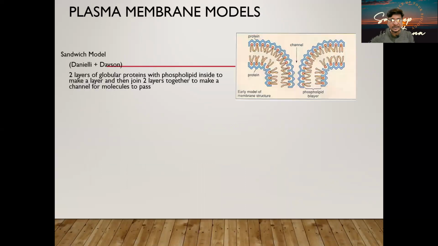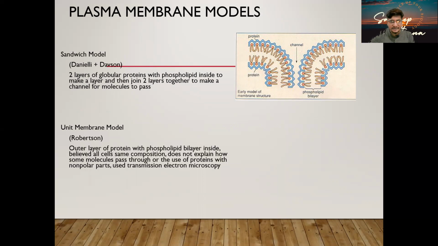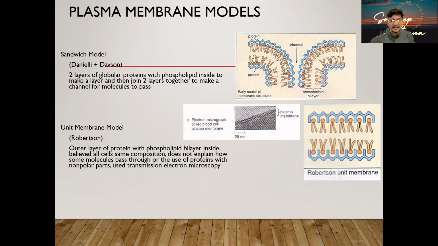And then came the sandwich model by Danielli and Davson. What they said was that there are two protein layers which sandwich the lipid bilayer in between. The same kind of observation was made by J.D. Robertson in the 1950s, after the discovery of the electron microscope. He said all the membranes in a cell, or in the different cell organelles, have a similar structure, but still the same question had not been answered by the earlier models.